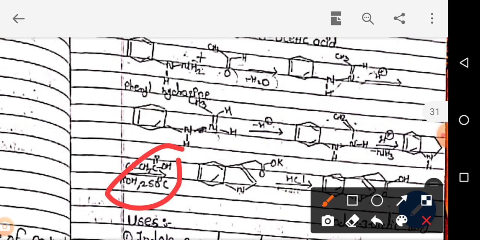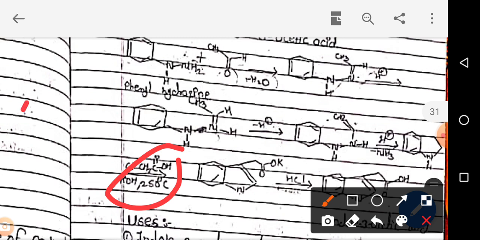Indole, we know that in SYBSc we have studied that heterocyclic compounds undergo nucleophilic substitution reactions. In these reactions, the nucleophilic substitution site is the 3 position. The 3 position is more preferable than the 2 position, with numbering 1, 2, 3. Here the nucleophilic substitution takes place, and hydrogen is replaced by CH2 C double bond OH.